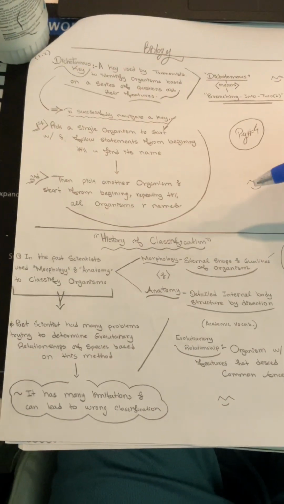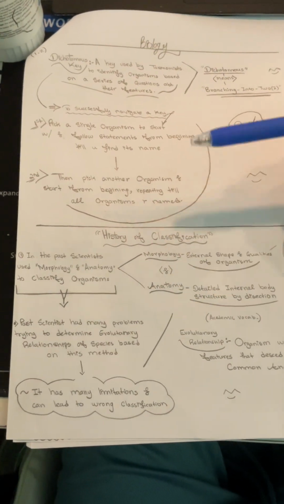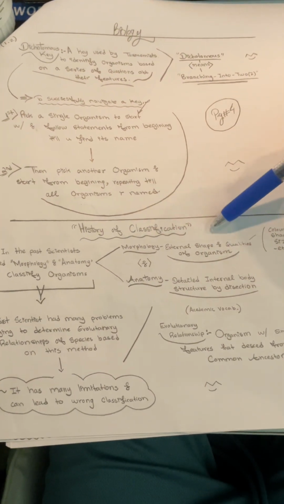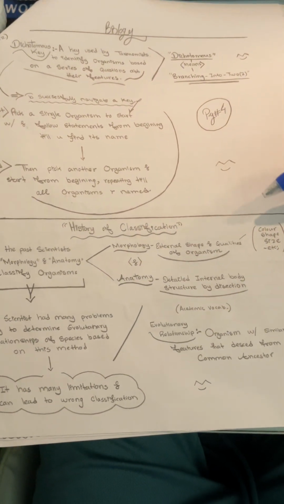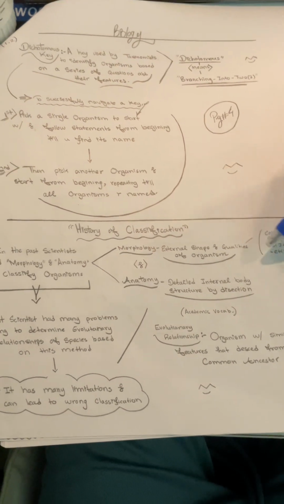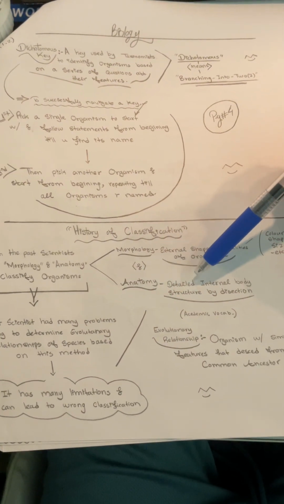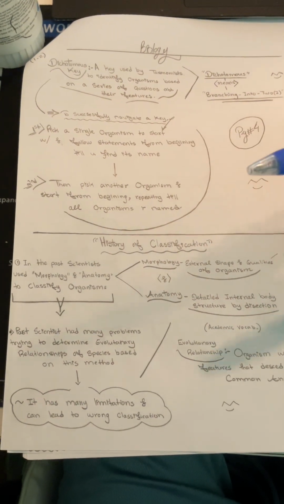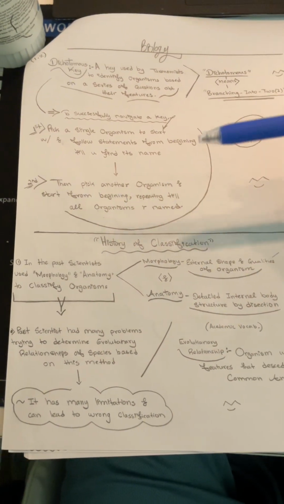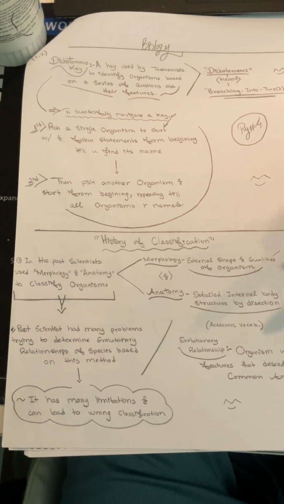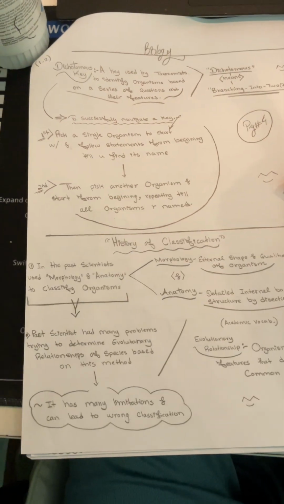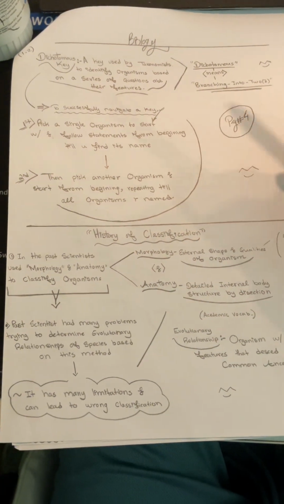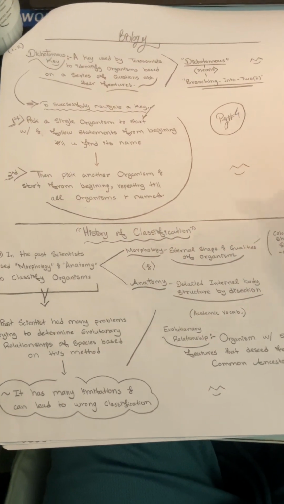History of classification. In the past, scientists used morphology and anatomy to classify organisms. Morphology means they used the external shape and qualities of the organism, like color, shape, size, etc. And they used anatomy, which is detailed internal body structure by dissection. Past scientists had many problems trying to determine the evolutionary relationships of species based on morphology and anatomy, because it has many limitations and could sometimes also lead to wrong classification.